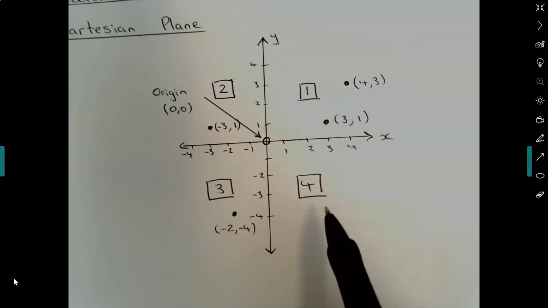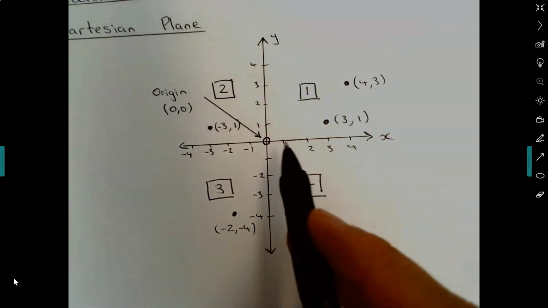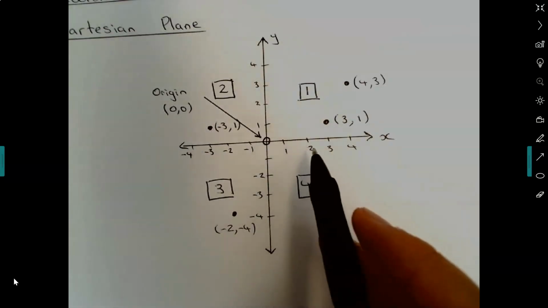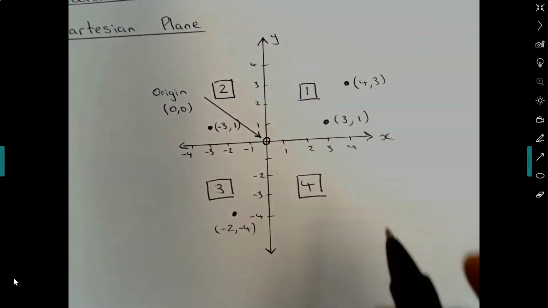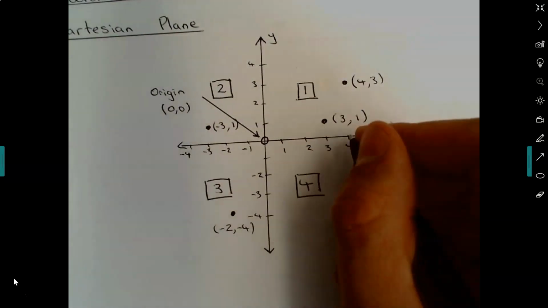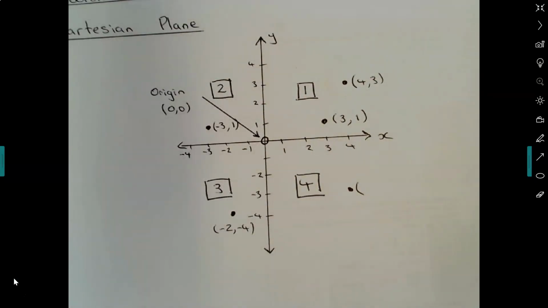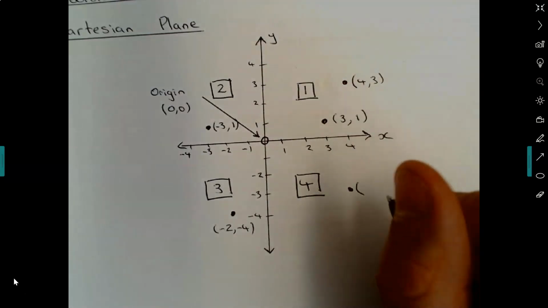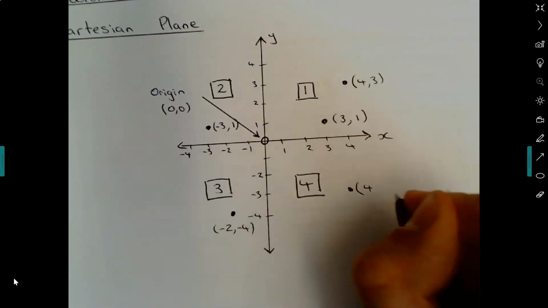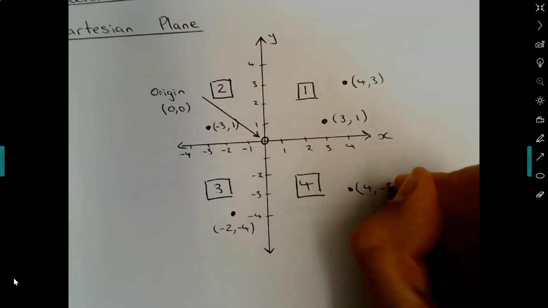And then finally in quadrant 4, you can see the x values are all positive, y values are all negative. So if I came 4 across, 3 down, what would be my value of that point there? Someone different? Yep. 4, -3. Good.